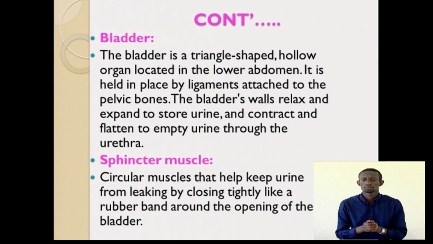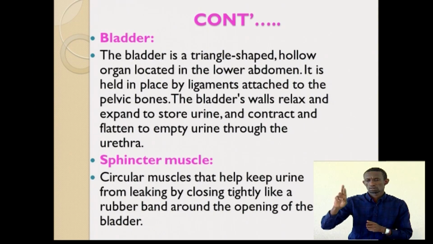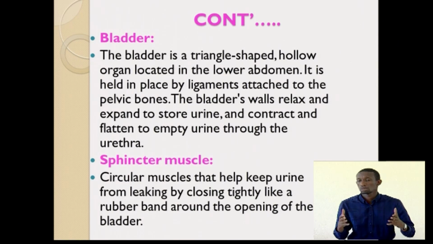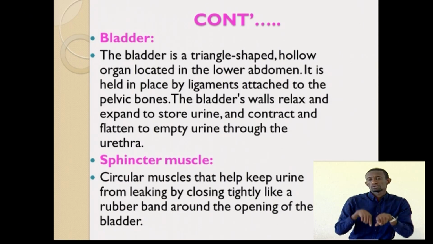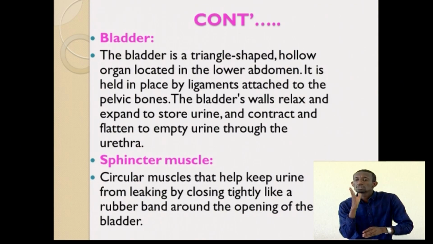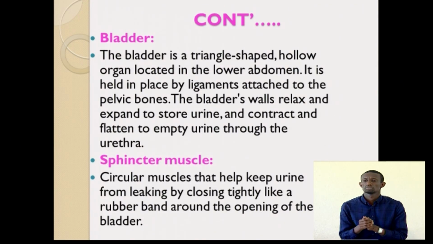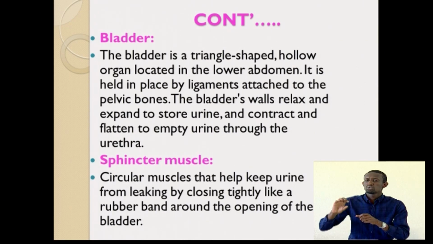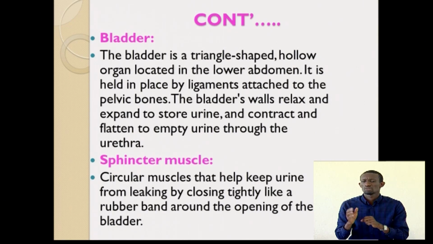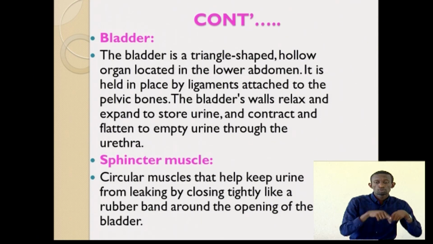The bladder walls relax and expand to store urine temporarily, and contract and flatten to empty the urine through the urethra. Once there is contraction, the bladder is flattened, and that causes the emptying of the urine into the urethra, and now the urine is going to be discharged from the body as a waste product.